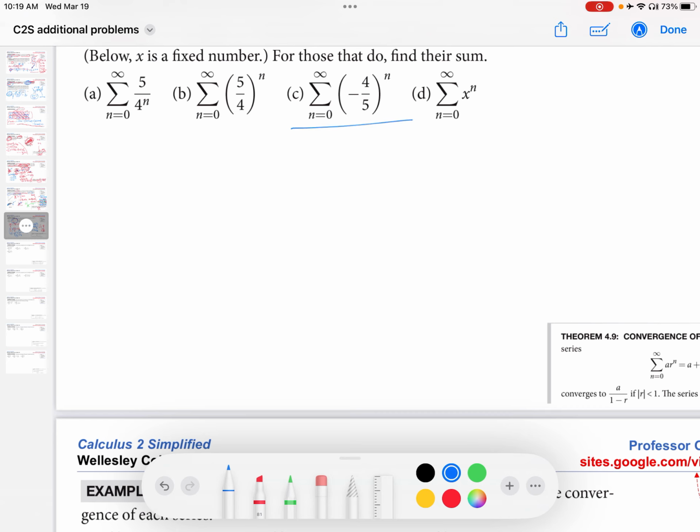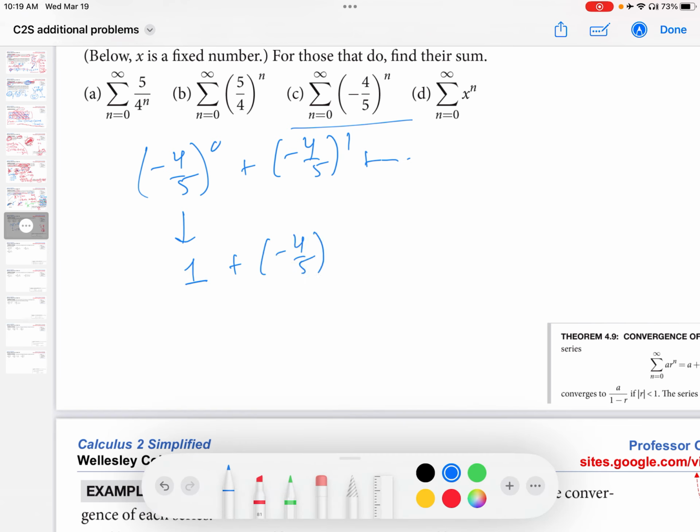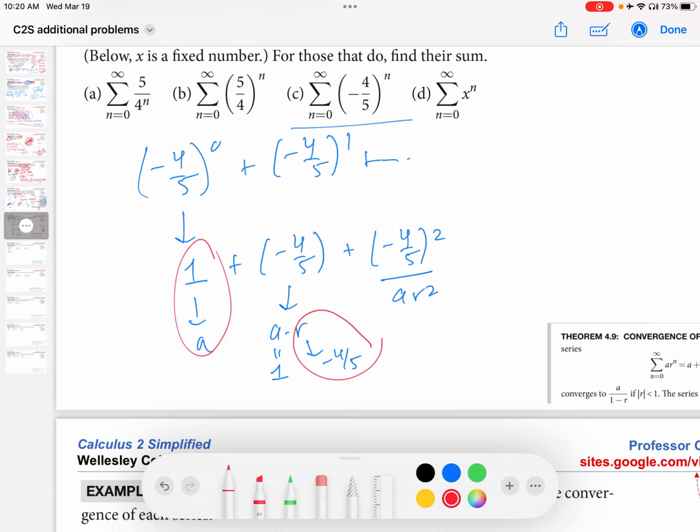Okay, so I'm going to move on to this next one. Same deal, we'll speed things up a little bit here. The n equals 0 term is this one. The n equals 1 term is this one, and so on and so forth. Minus 4/5 to the 0, that's 1. And then over here I have plus minus 4/5. And then one more term would have been minus 4/5 squared. This is my a value. This is a times r. A is 1, so r is minus 4/5. And then this indeed is AR squared.